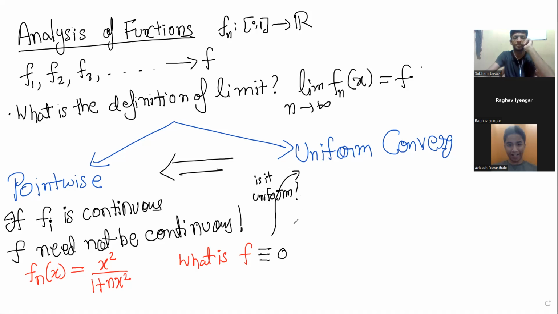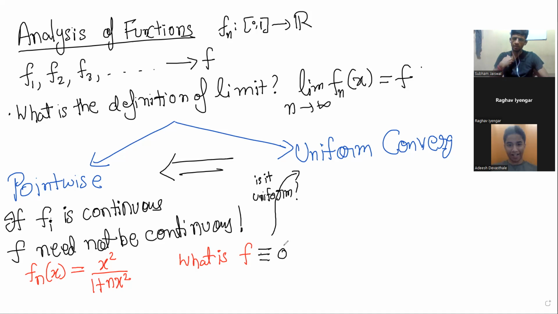One over n. I guess it is uniform. Why? Because we are predicting that the function which it will converge to is f of x equals 0. Predicting meaning, yes.